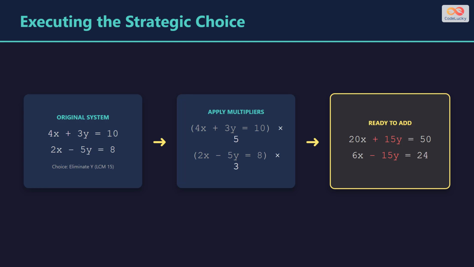So let's execute that plan. We chose to eliminate y because of the opposite signs. The LCM of 3 and 5 is 15. We multiply the top equation by 5 to get +15y. We multiply the bottom equation by 3 to get -15y now. When we add them, the y terms vanish perfectly.